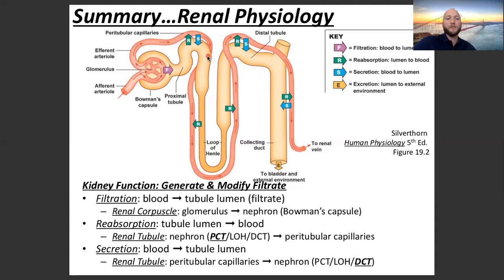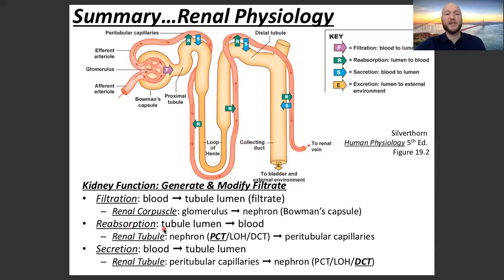Reabsorption, we start putting good stuff back in. So glucose, for instance. Glucose is a valuable resource. We don't want to pee out all of the glucose that we have in our bodies. Glucose gets filtered out, but then it gets reabsorbed.